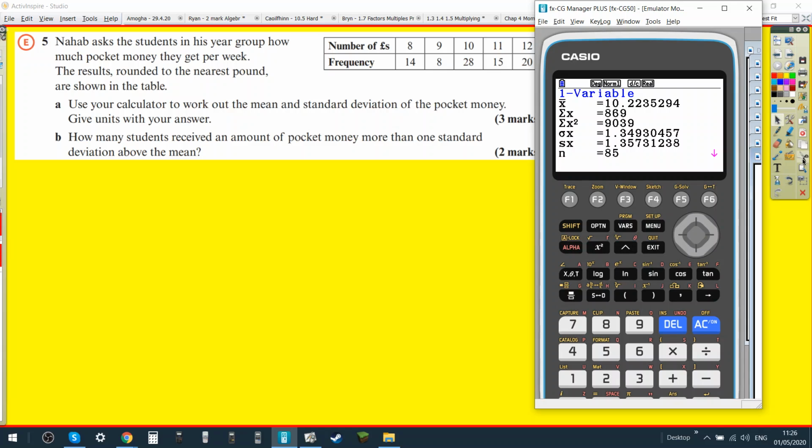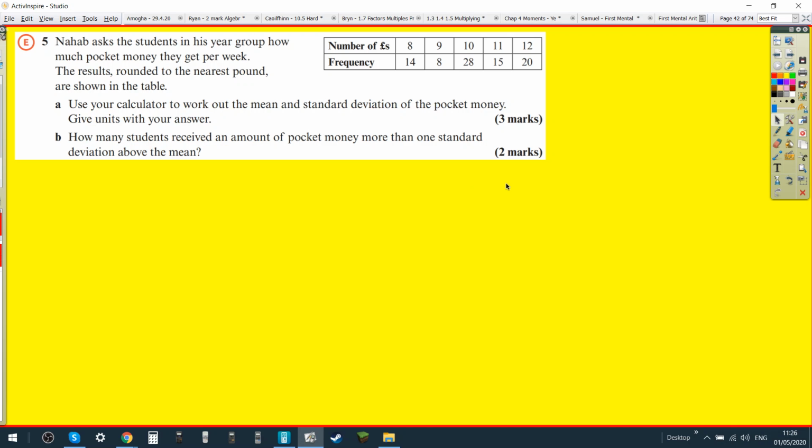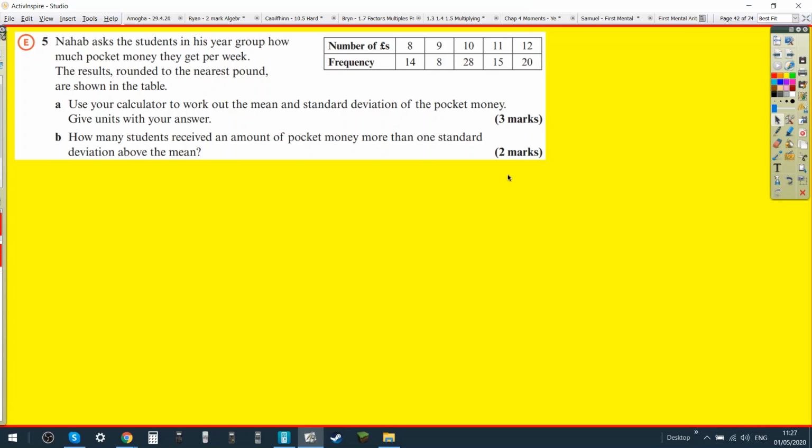So when this is more than one standard deviation above the mean, is that like 1.34 plus the mean? I believe so. Yep. So what would you get? Mean plus one standard deviation. You would get about 11.5. Yep. How many students got more than 11.5?